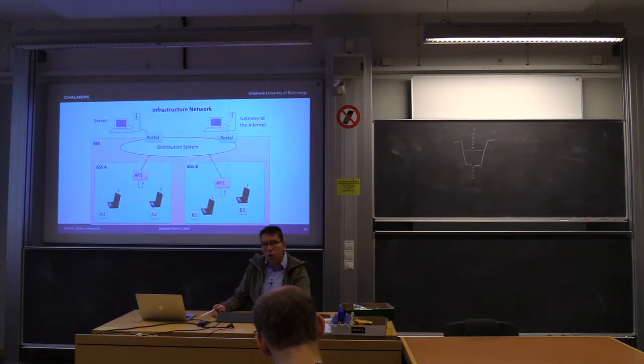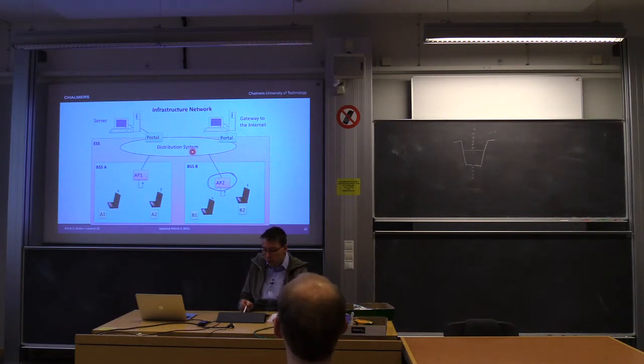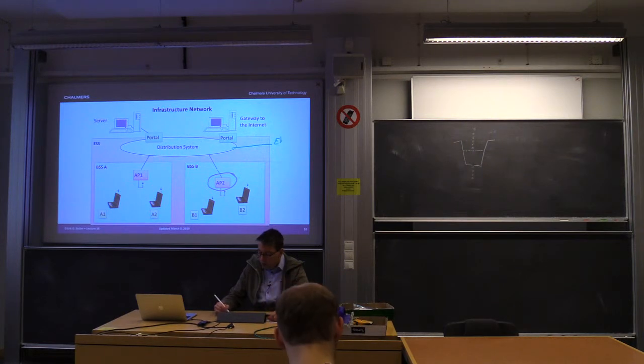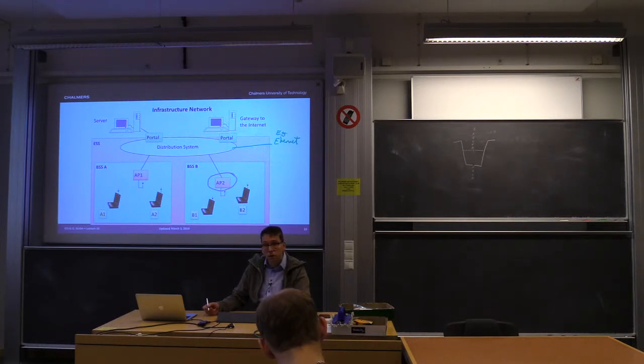So this is the more common thing, which is called an infrastructure network. And infrastructure means that we have an access point. Once we have an access point, it's an infrastructure network. And these access points are typically mounted on the wall or something like that. They are connected to each other over this distribution system. This is often Ethernet, but it could be other things also.